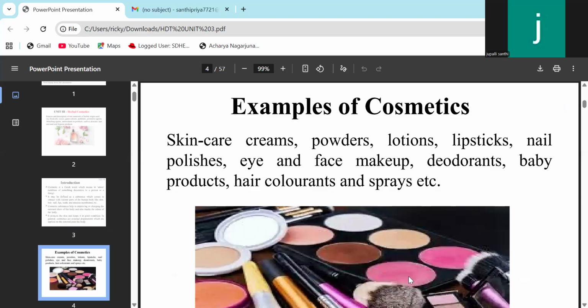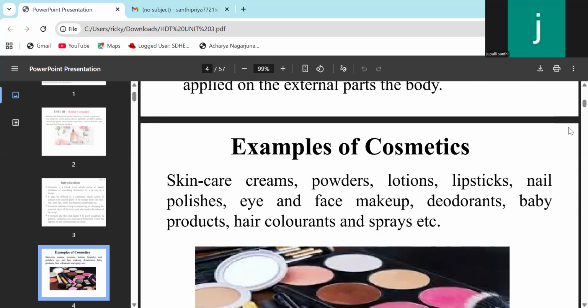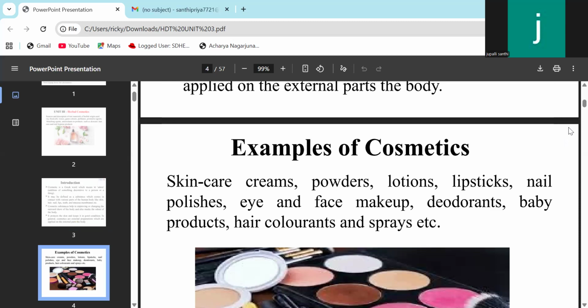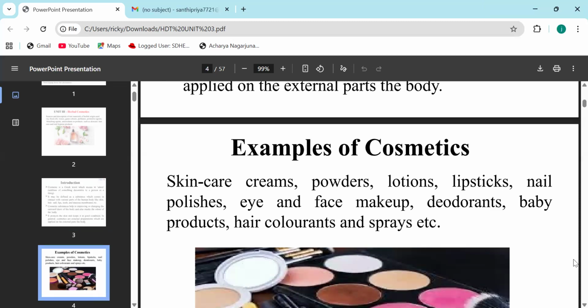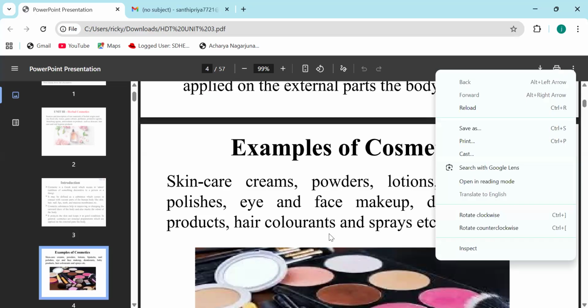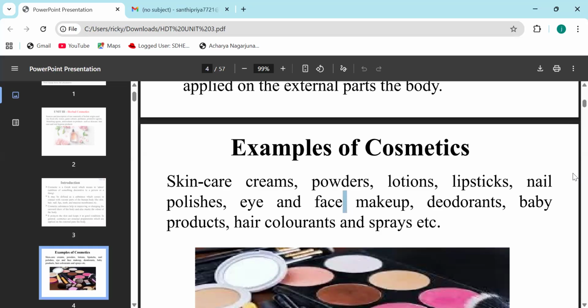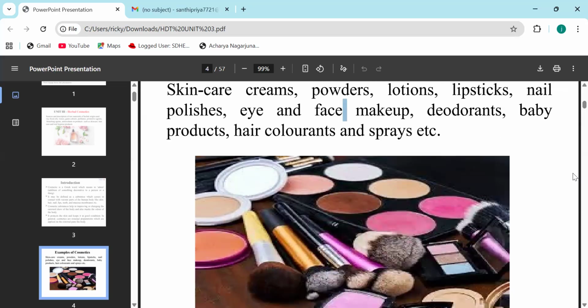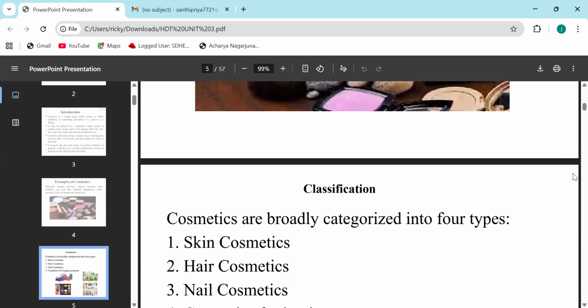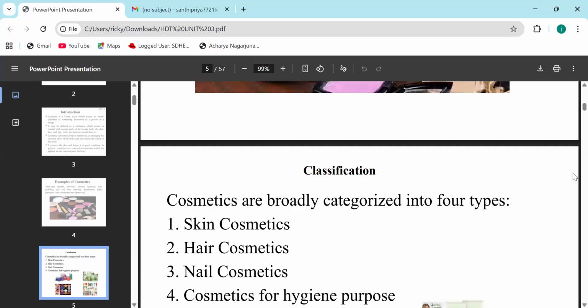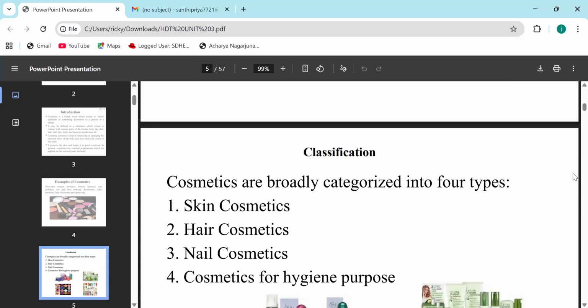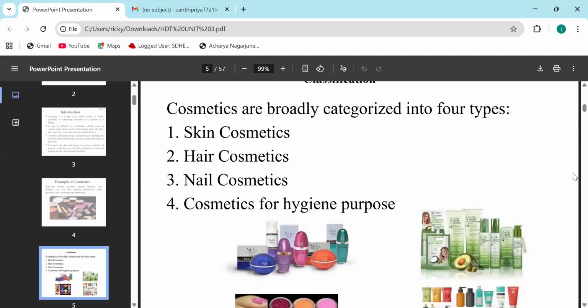And next, examples of the cosmetics. Examples of the cosmetics: skincare creams and powders, lotions and lipsticks, nail polishes, eye and face makeup, and deodorants, baby products, and hair colorings and sprays. So these were the examples of the cosmetics. And next, coming to classifications, cosmetics are broadly categorized into four types. What are those? We can see the skin cosmetics, hair cosmetics, nail cosmetics, and cosmetics for hygiene purpose.